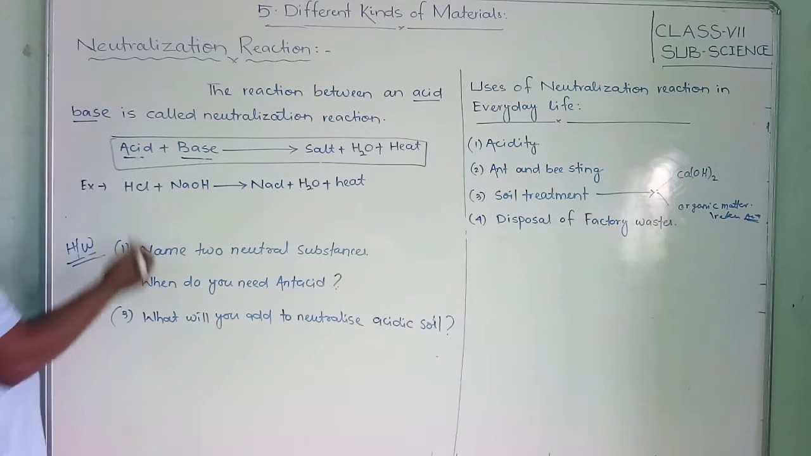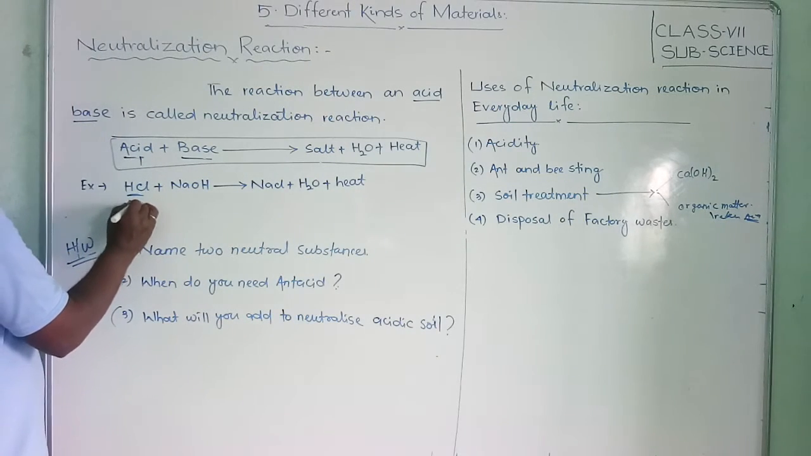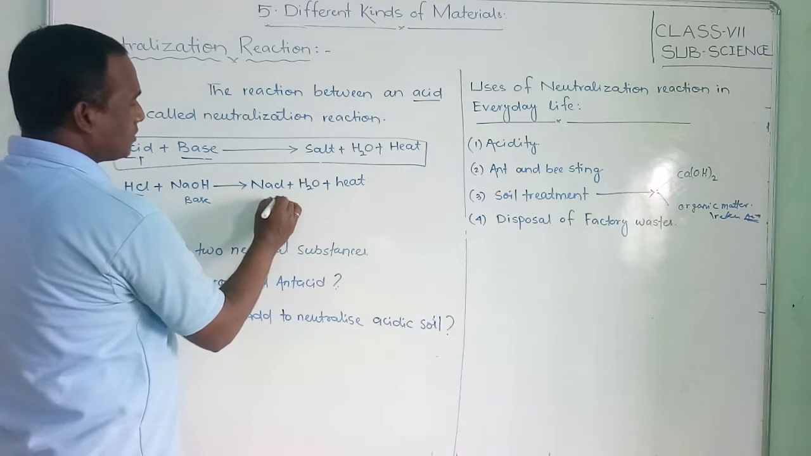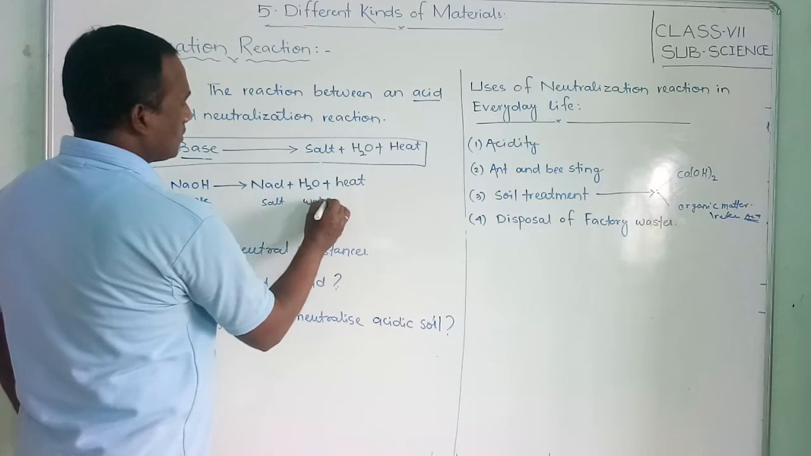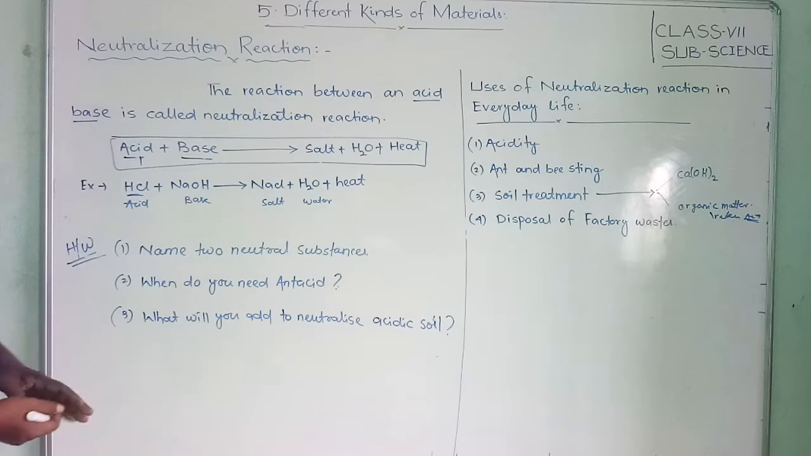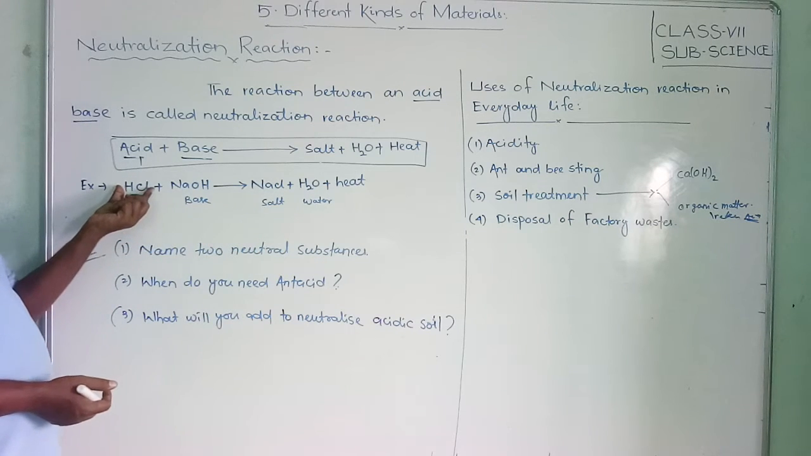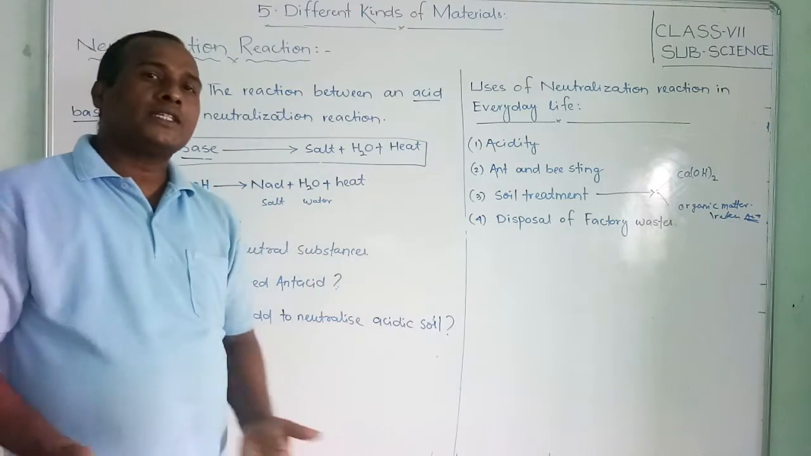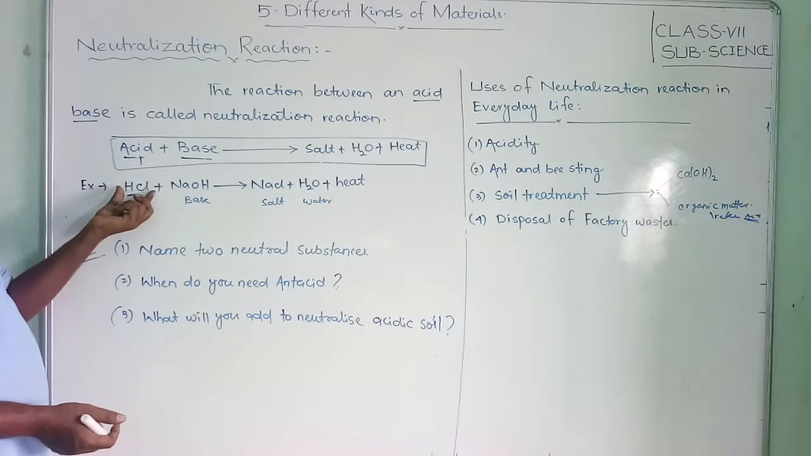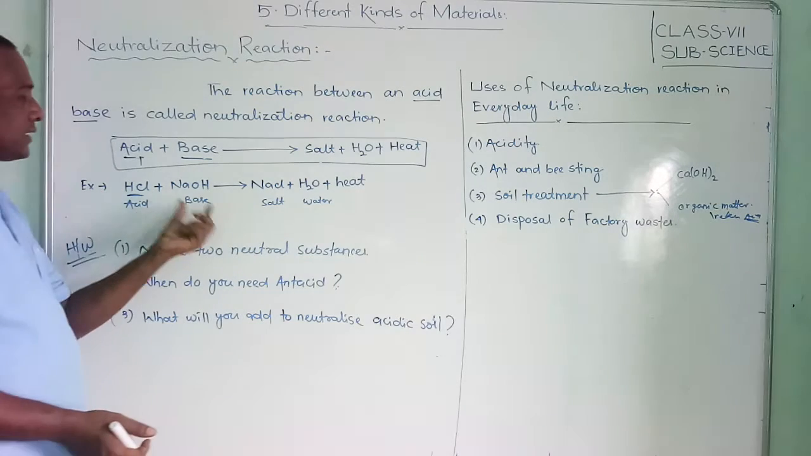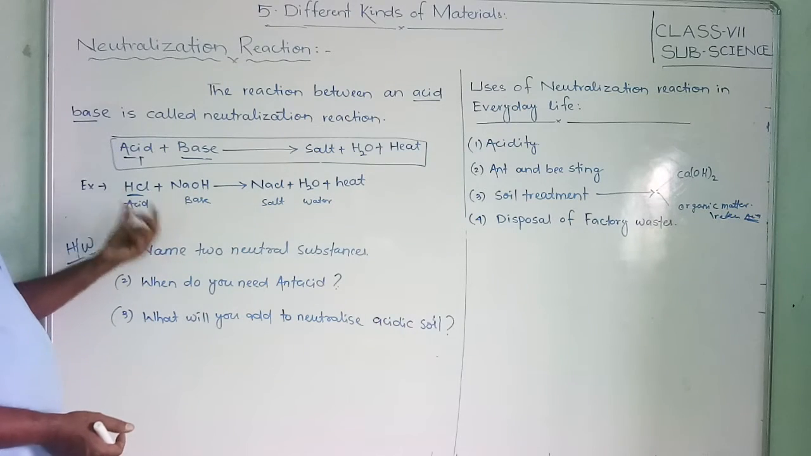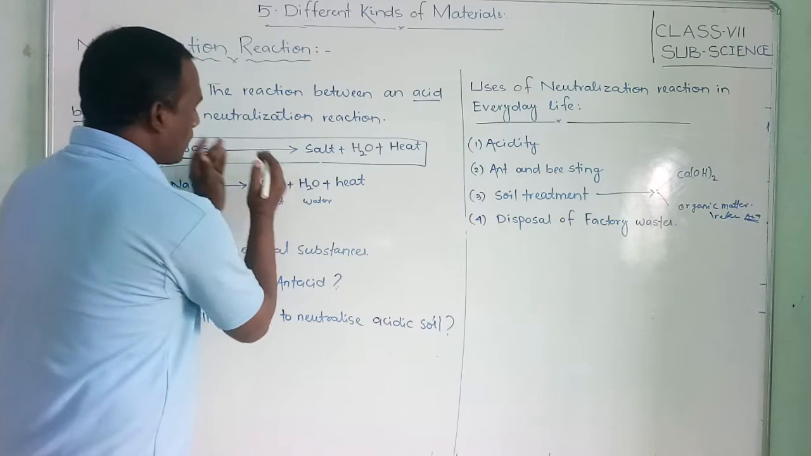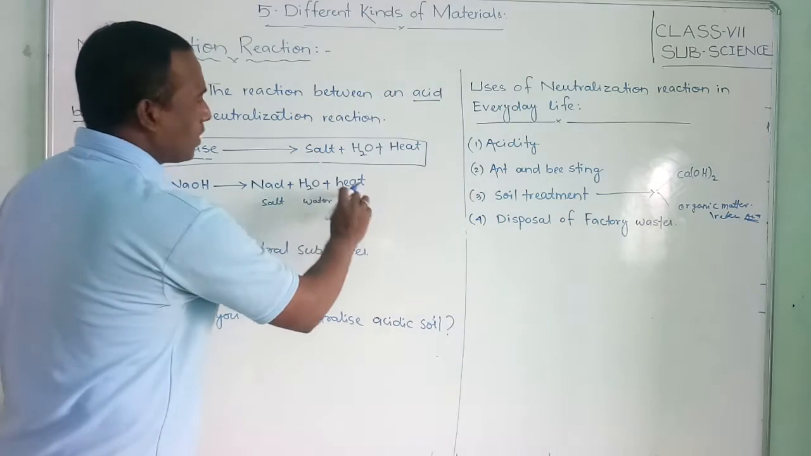So I have written examples, friends. This is one acid, this is base, this is salt, this is water, and this is heat energy. So acid will react with base. Which acid is this? Hydrochloric acid. You can take any acid, sulfuric acid also. But I have taken hydrochloric acid here. The base I have taken is sodium hydroxide. When the acid and base mix and react, what will happen friends? It will form salt, sodium chloride, plus water plus heat.